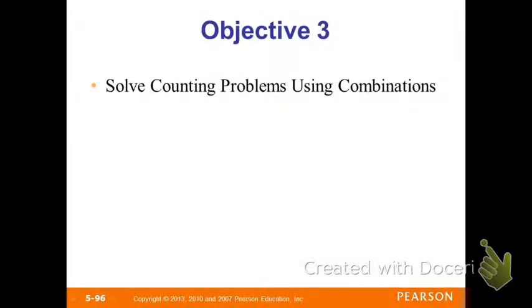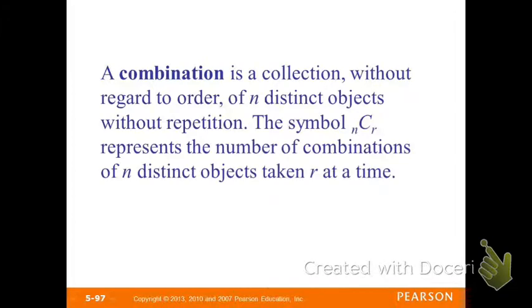Now, solving counting problems using combinations. A combination is another counting technique, and a combination is a collection without regard to order. In other words, order is not important. If we just wanted to know the number of ways we could choose 3 horses from 10 horses, then this becomes a combination instead of a permutation, because the order is not important. Okay, so without regard to order, n distinct objects without repetition, the symbol NCR represents the number of combinations of n distinct objects taken R at a time.